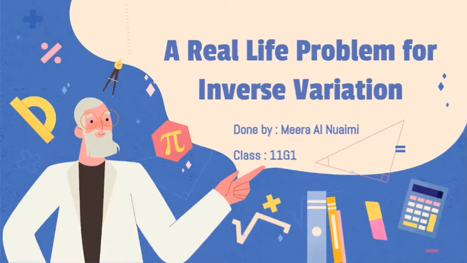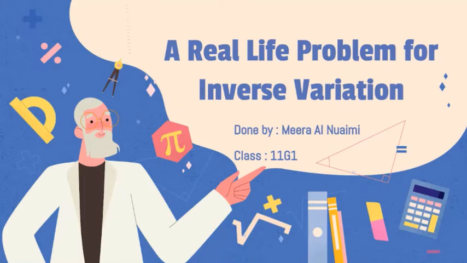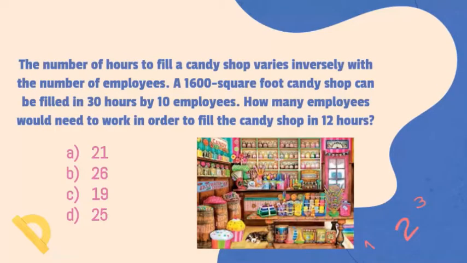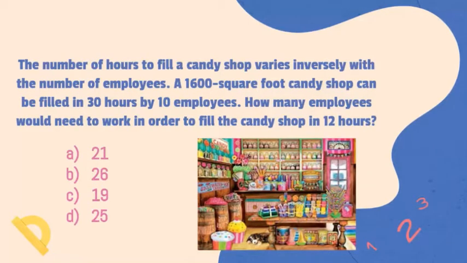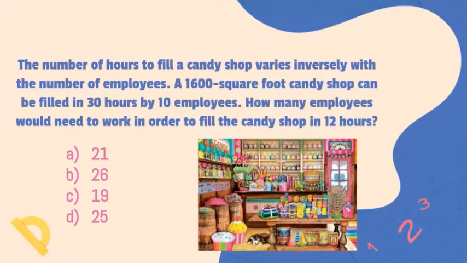Hello everyone, my name is Mira Naimi and today I'm going to show you how to solve a real-life problem for inverse variation. The number of hours to fill a candy shop varies inversely with the number of employees. A 1600 square foot candy shop can be filled in 30 hours by 10 employees. How many employees would need to work in order to fill the candy shop in 12 hours?